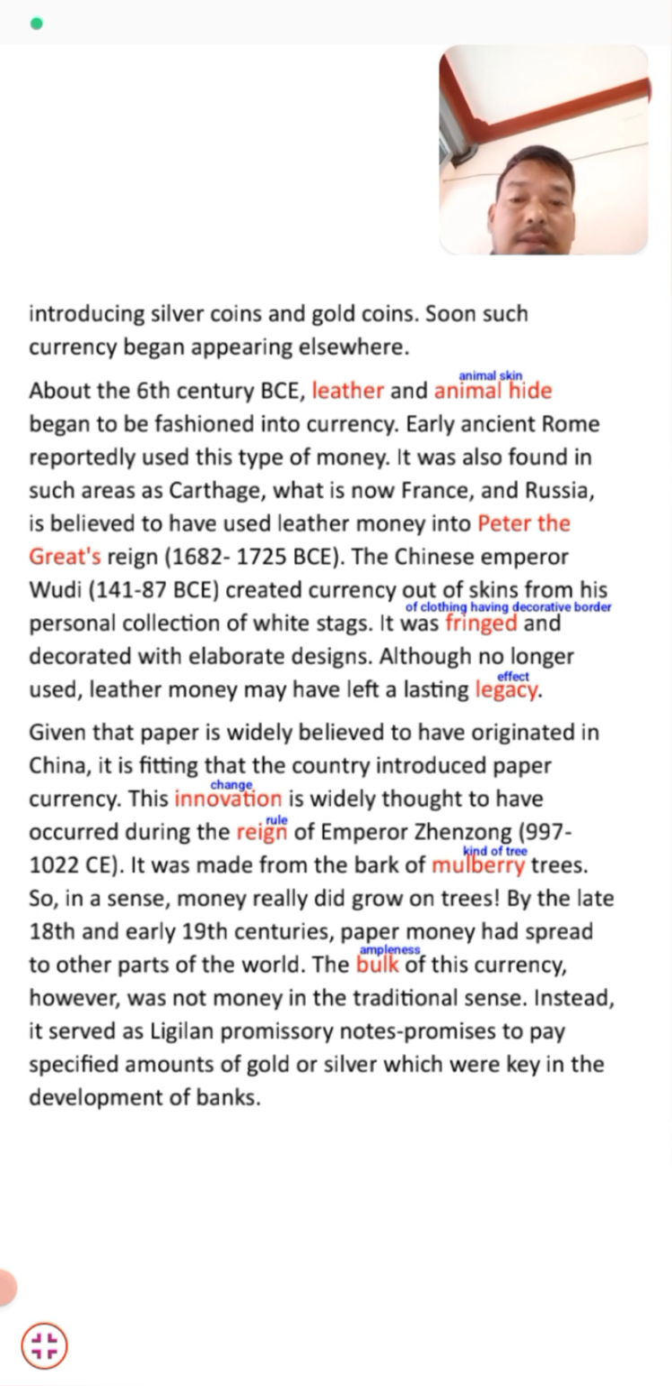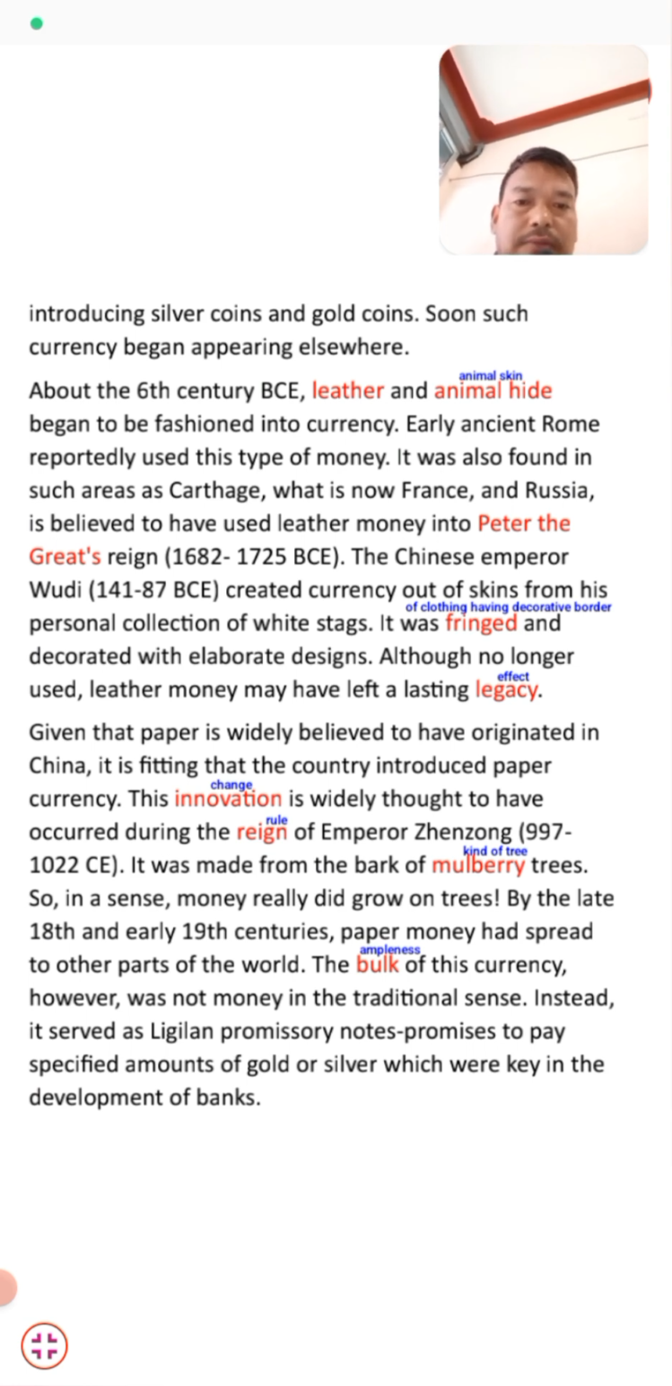By the late 18th and early 19th century, paper money had spread to other parts of the world. Then what happened, students? After the invention of this paper money, which was made from the skin of that tree, and in a sense money actually grew from the tree, it was made from paper, and from the late 18th century to the early 19th century, banknotes were being used widely worldwide.